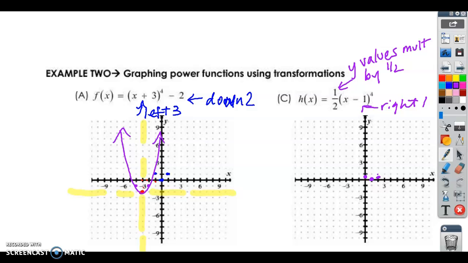So it's just going to be a more shallow graph. And it'll be more opened up. It'll be wider.